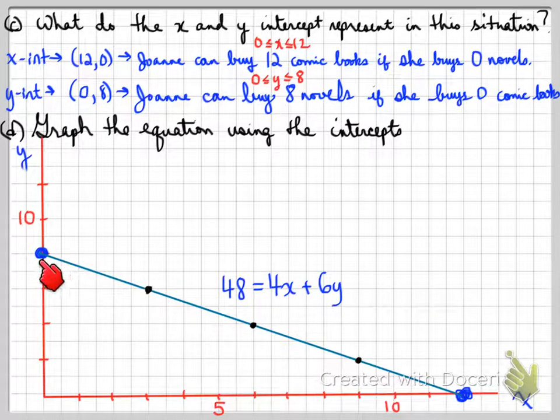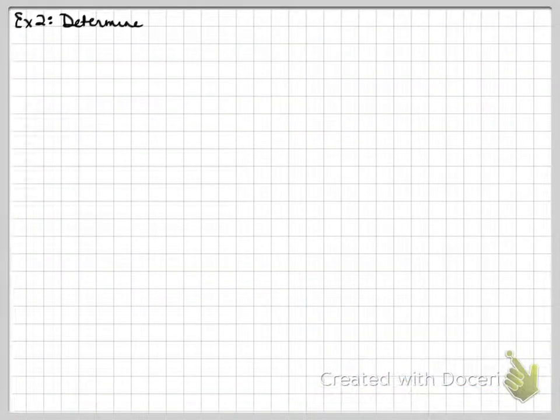Technically, we couldn't even connect these lines because she can't buy part of a novel. But again, you'll be asked to graph the equation, and that equation represents a line. But you have to understand the restrictions within the problem. Okay, moving on. Example 2.